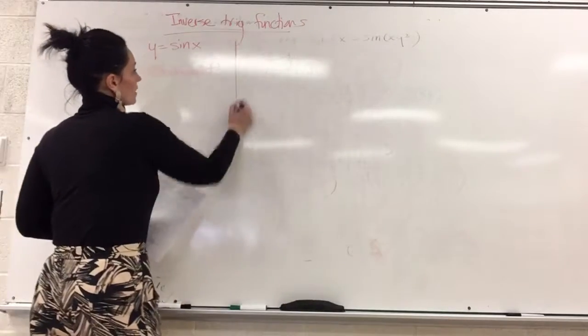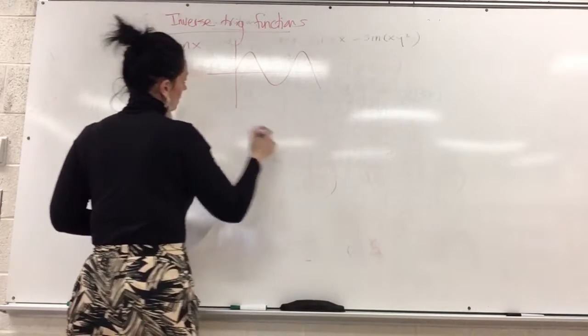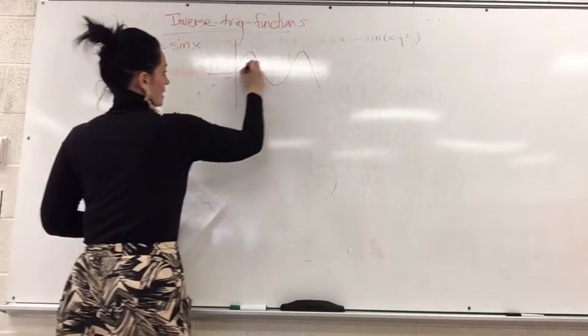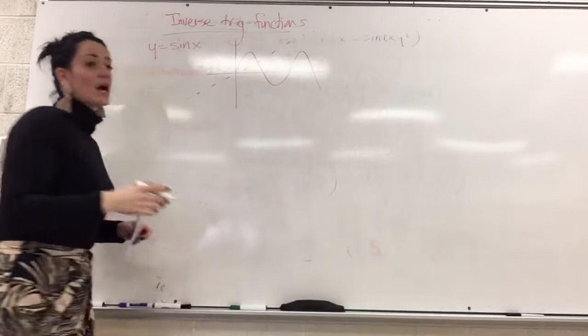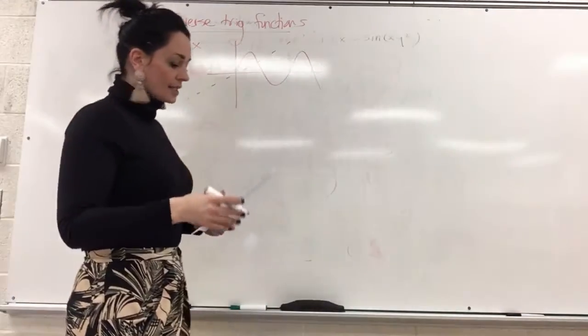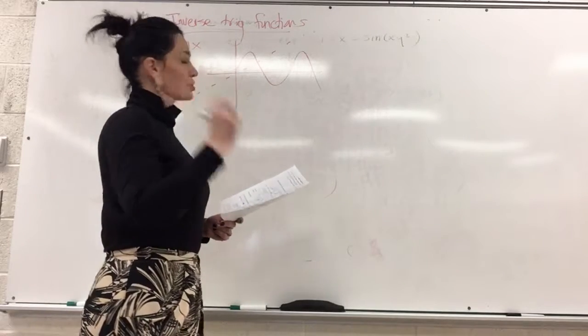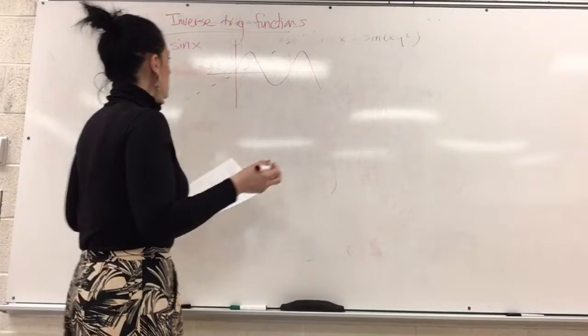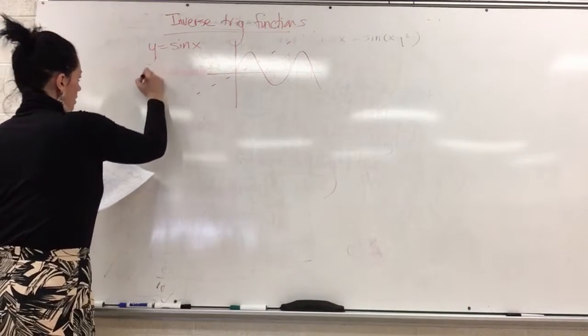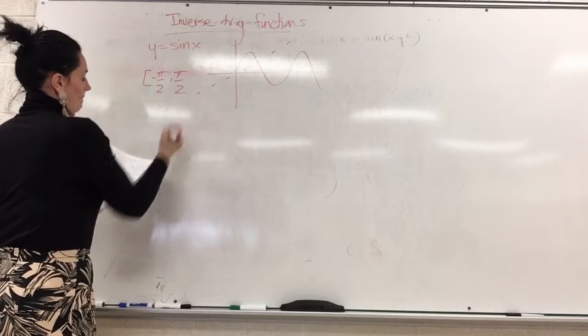So if we think about what the graph of y equals sine x looks like, and I reflected this along the line y equals x, I would no longer have a function because it wouldn't pass the vertical line test. So what I need to do is restrict my domain. Okay, and it doesn't matter where you restrict your domain, but for this question, we're going to restrict the domain between minus pi over 2 and pi over 2.